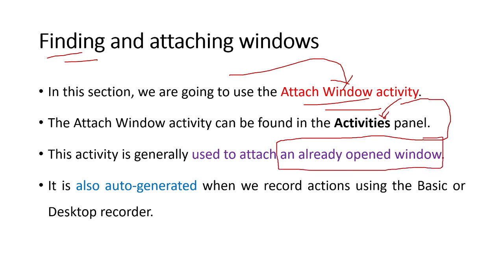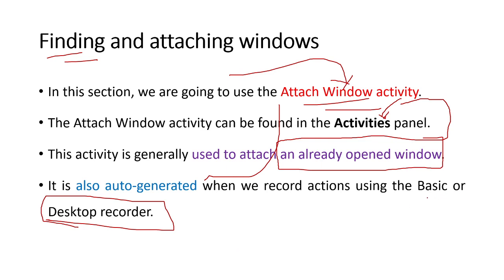This is important. That activity is used to attach or to identify an already opened window. It means that the application should already be in running mode. I will give an example in a few seconds. And remember, this attach window activity will be auto generated when you are using specifically a desktop recorder to record your actions performed on the applications, right?